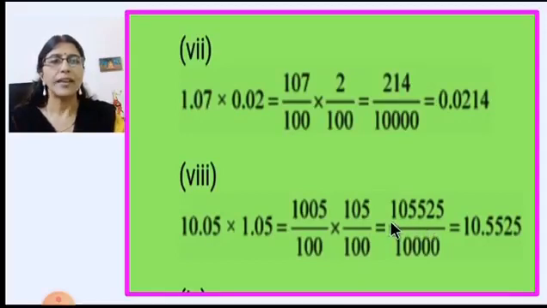This is 1,05,525 upon 100 into 100, which is 10,000. And you know now how to convert it into a decimal number. 4 zeros are there. So count from here 1, 2, 3, 4. So the point will be before 5. So you will get 10.5525. So this is the way you have to solve.